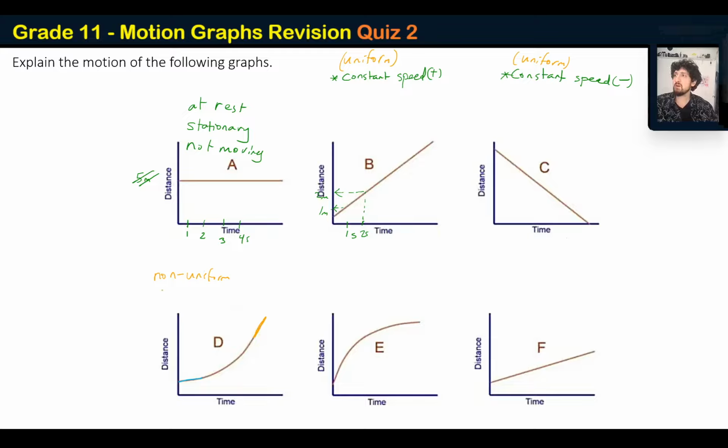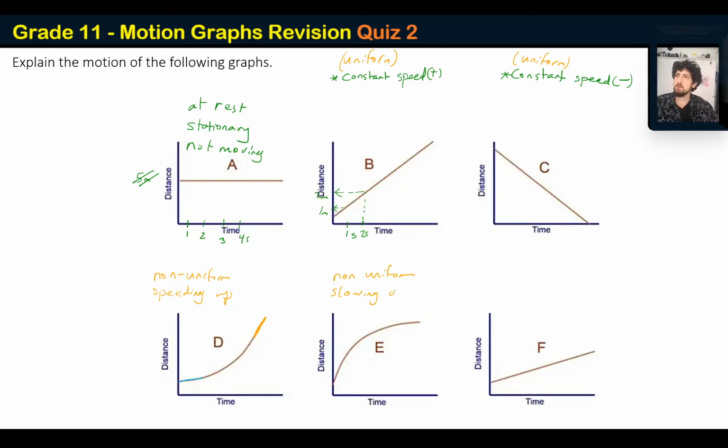Now, we need to figure out, is it speeding up or slowing down? Well, you can see the gradient is sharper here. It's much steeper. So therefore, it is speeding up. Or if you want to say positive acceleration, that's fine as well. Over here, it's kind of similar to that one. So it's also non-uniform. And in this instance, it is slowing down.